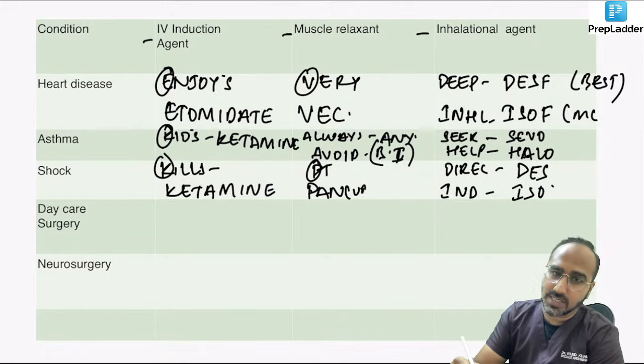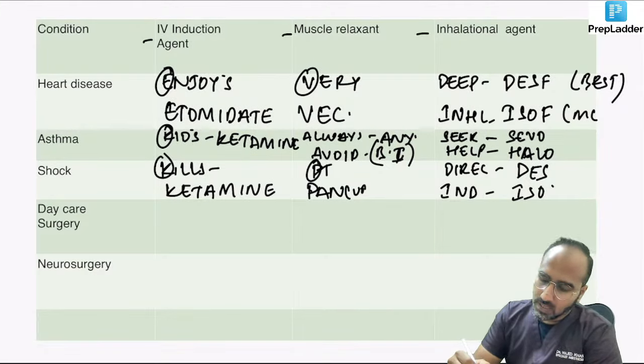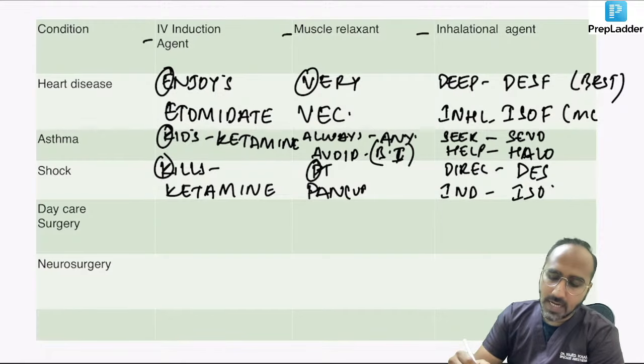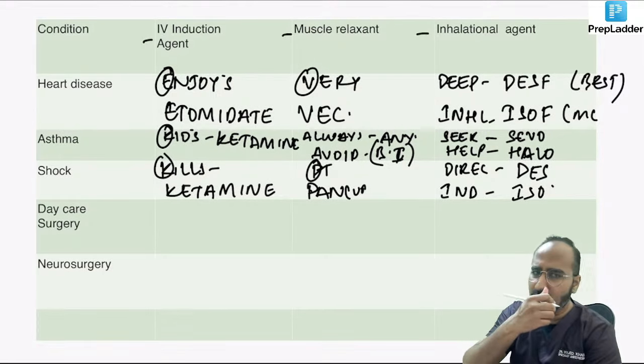Next, daycare surgery. For daycare surgery, what do you have to remember? But ketamine is not given in heart disease. Ketamine is not given in ischemic heart disease. It is given in cyanotic heart disease. Etomidate is the best for heart disease, cardiostable.